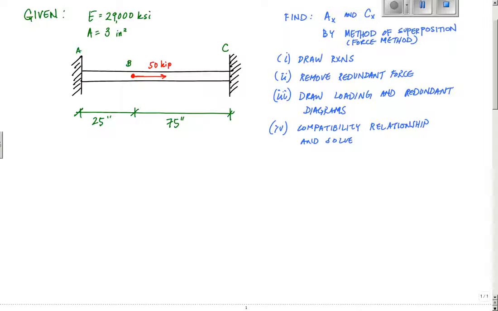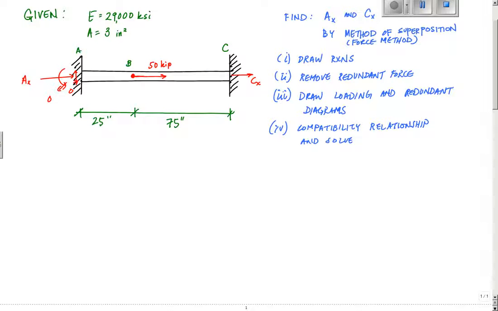The first thing I'm going to do is draw the reactions. Here, I have A_x and C_x. Because I don't have any transverse loading, I don't need to worry about any moment or shear. We would find out that these would be zero anyway, and the same thing on the other side. All that really matters is the horizontal reactions A_x and C_x. So we've drawn these reactions.